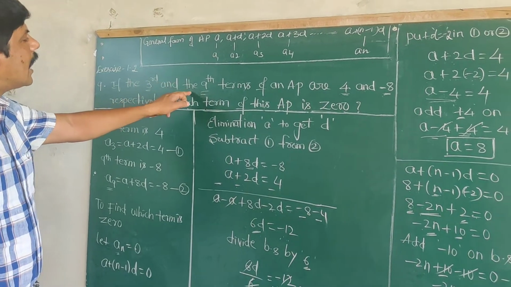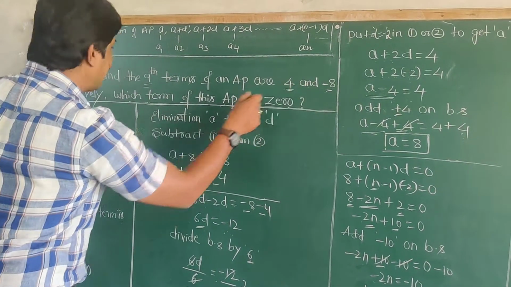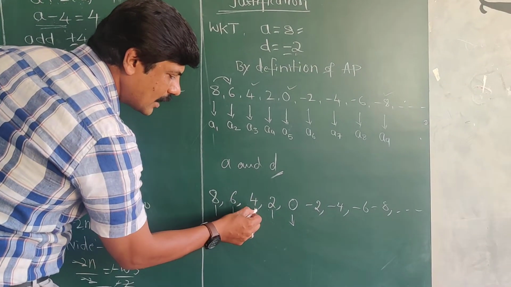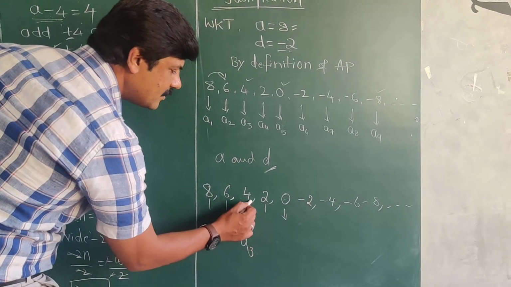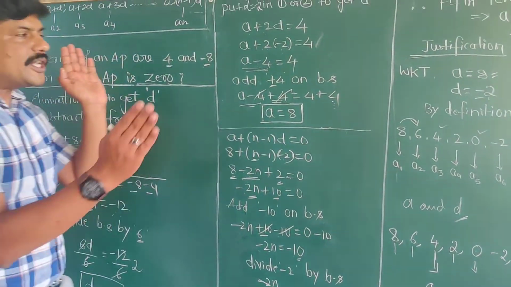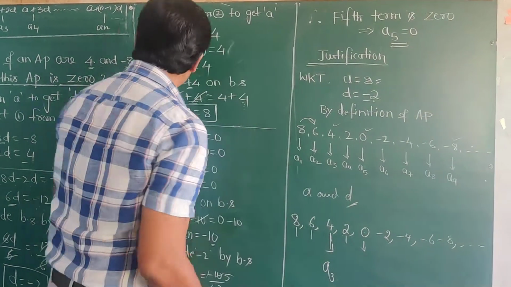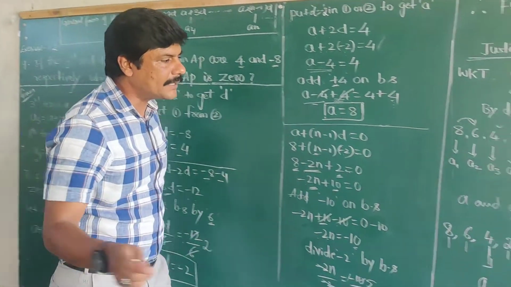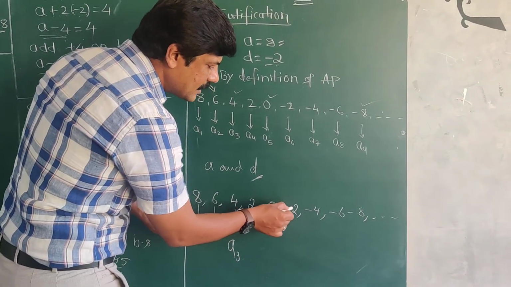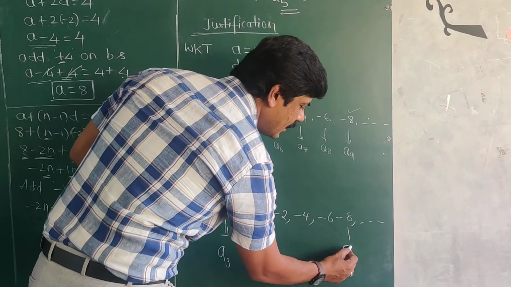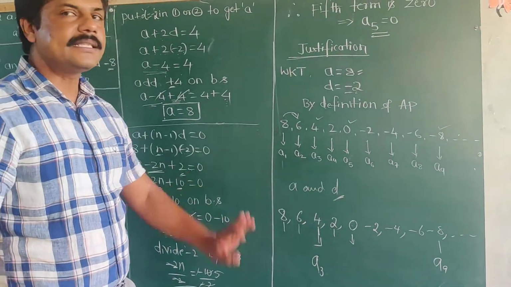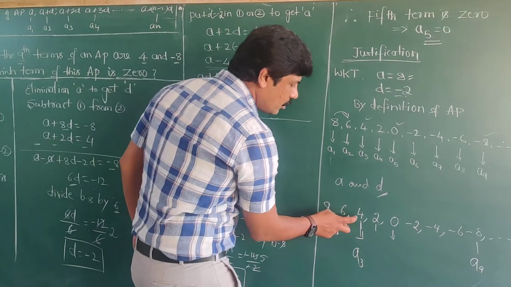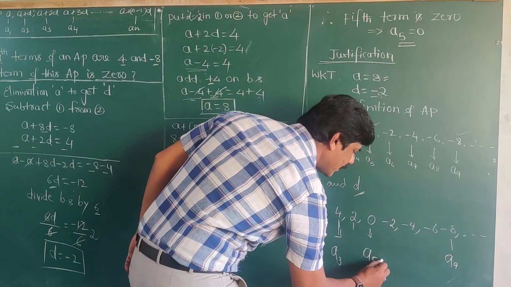If the third term and the ninth term of an AP are 4 and minus 8. What is the third term? The third term is 4. We'll verify: 1, 2, 3. What is the third term given? The third term is 4. This is given. On justification also we have got the third term is 4. So what is the ninth term? The ninth term of the AP is minus 8. 1, 2, 3, 4, 5, 6, 7, 8. The ninth term of the AP you have got is minus 8. So which term of the AP is 0? 1, 2, 3, 4, 5. The fifth term of the AP is 0.